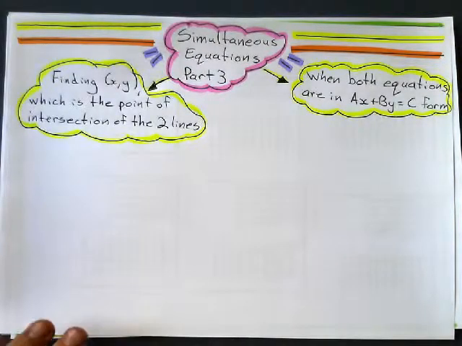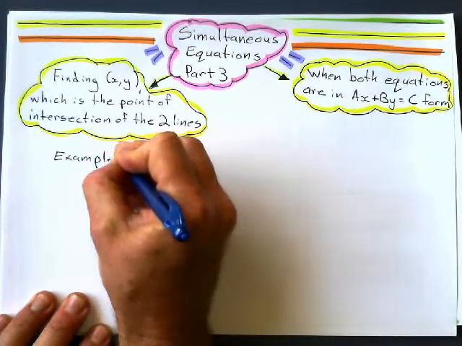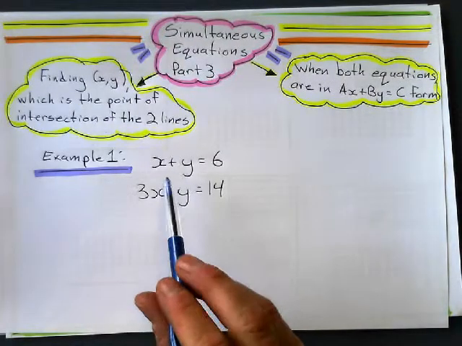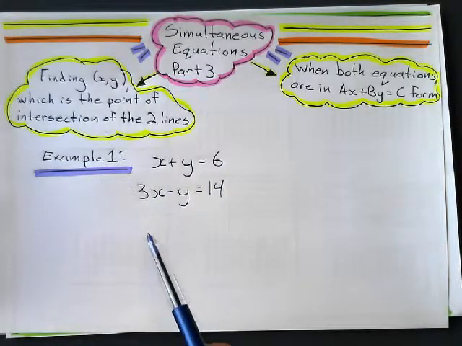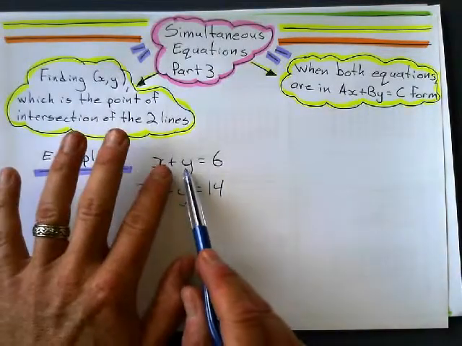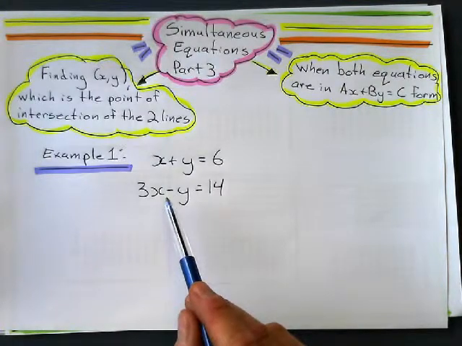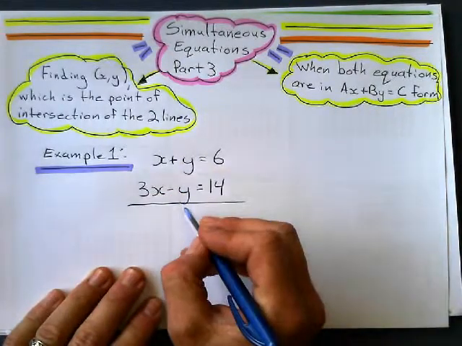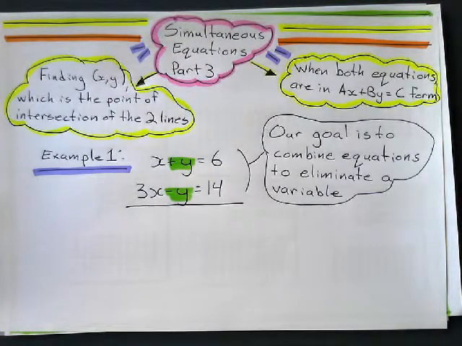Let's look at our first example here, and we'll see if we can get an idea of it. Okay, suppose I have this system of equations, x plus y equals 6 and 3x minus y equals 14. My goal, when they're both in standard form, meaning x and y on one side and a constant on the other, is to try to eliminate a variable, to try to knock out a variable. And in this sense right here, if I were to combine these two equations, the positive y and negative y would cancel each other out. Okay, so that's our goal, to combine equations to eliminate one of the variables.